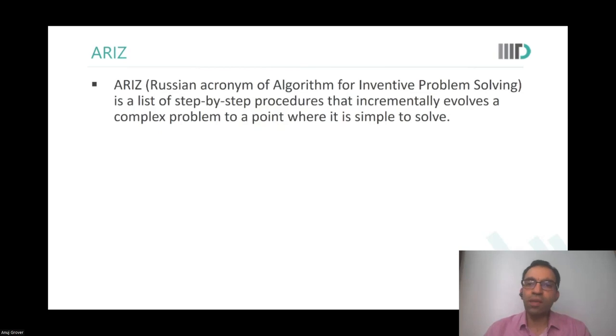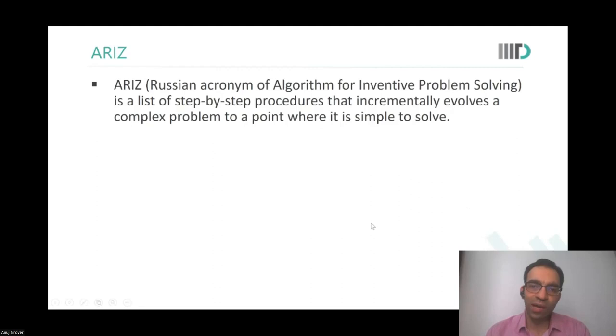It stands, as I mentioned, for algorithm for inventive problem solving. And just like an algorithm, it is a list of step-by-step procedures that incrementally evolve a complex problem into a point where it is simple enough to solve. I know many of you were struggling to define physical contradictions for your problem. So ARIZ asks you to formulate a few problem statements in a particular format, so that the physical contradiction automatically emerges out of the work that you do.